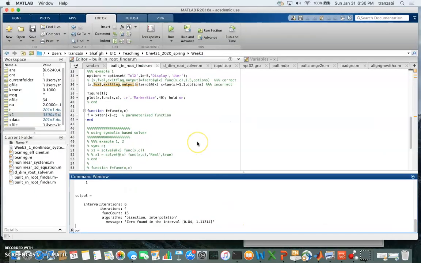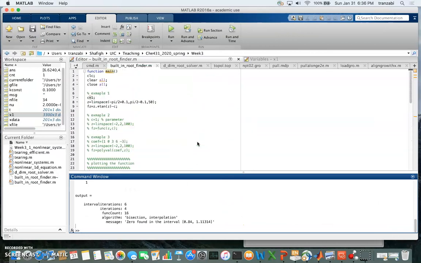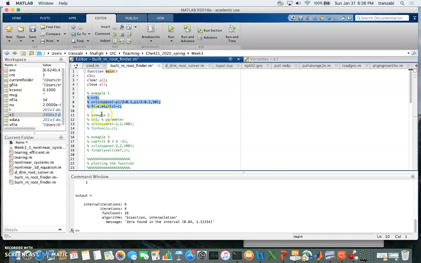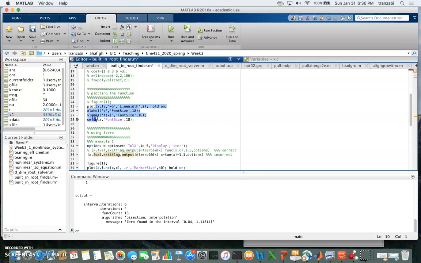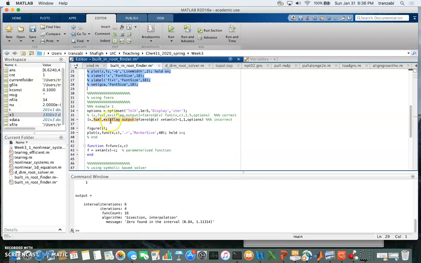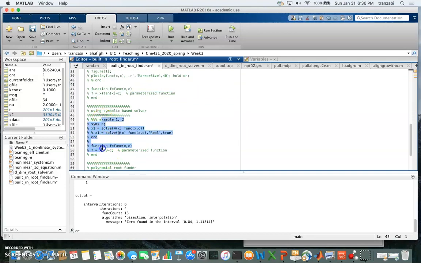Let's go back to Matlab and see how that works. I'm going to comment out these examples because we talked about them. In fact, highlight all of them, comment out these and these. And the function definition, we don't need that. All right, so here's a symbolic section. Let's look at this example now.